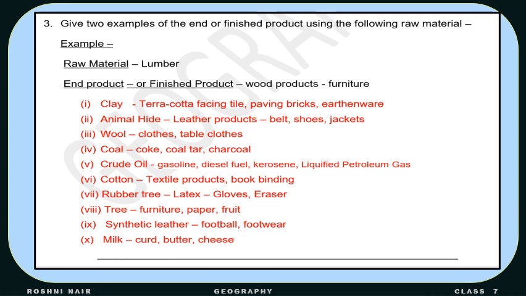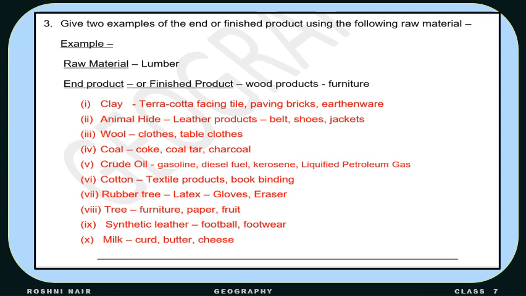If lumber is considered as a raw material, the end product or the finished product can be a wood product, for example furniture or maybe a frame. Many of those who are staying in a cold region, or near the polar region, construct houses also made of wood, right? So examples can be different also. I'm just stating a few examples.